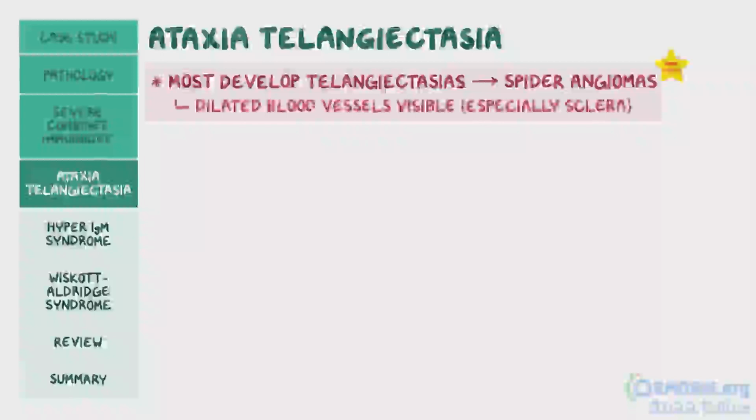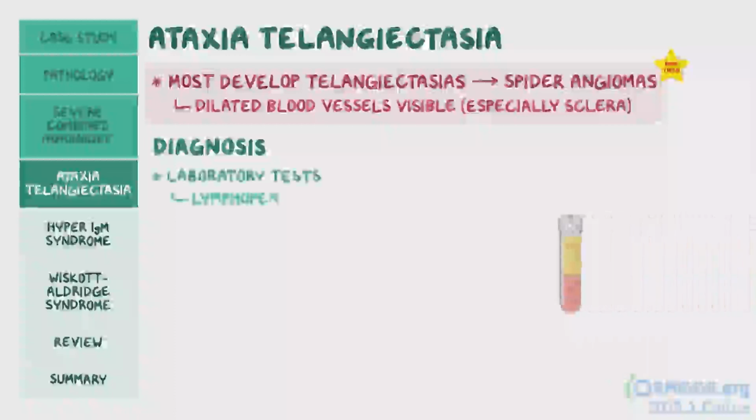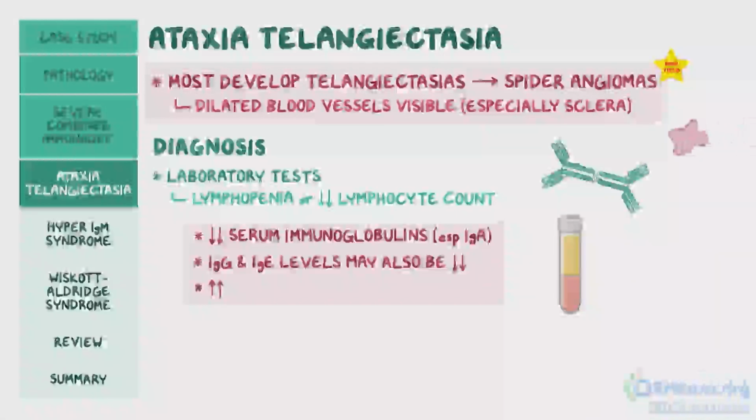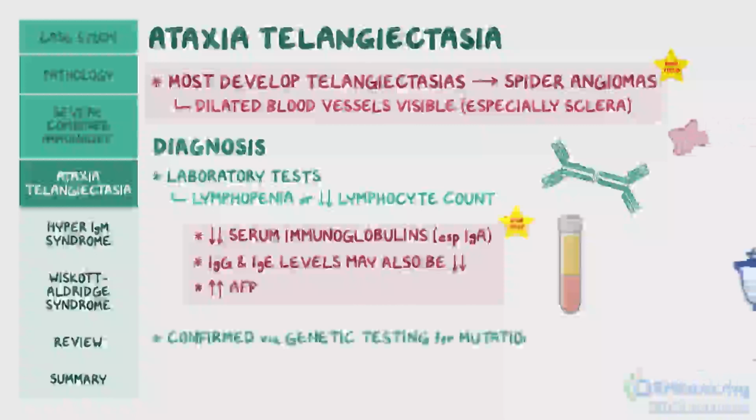Diagnosis of ataxia telangiectasia can involve laboratory tests showing lymphopenia or low lymphocyte count, as well as a low level of serum immunoglobulins, especially IgA, although IgG and IgE levels may also be reduced. In addition, for unknown reasons, these individuals may have a high level of a protein called alpha-fetoprotein, or AFP for short. Finally, diagnosis can be confirmed via genetic testing for mutations on the ATM gene.